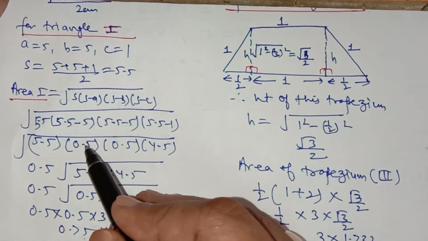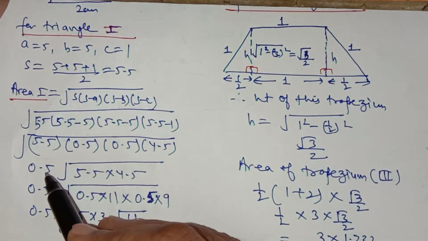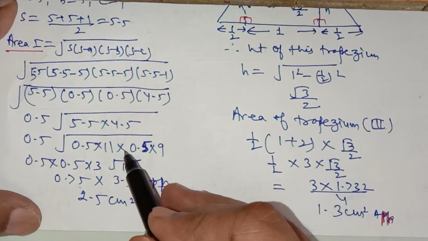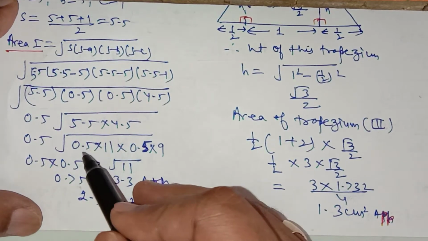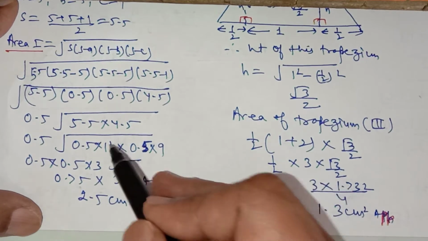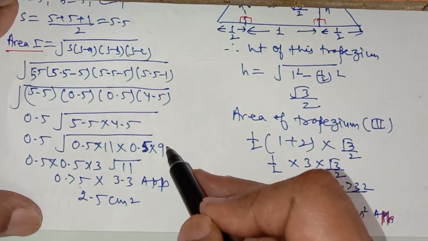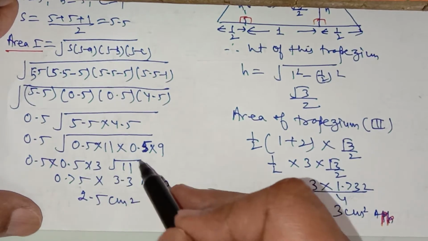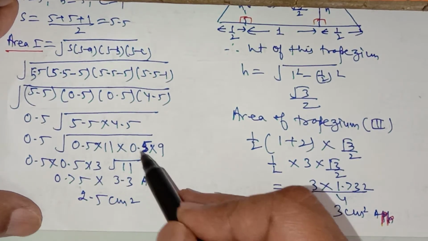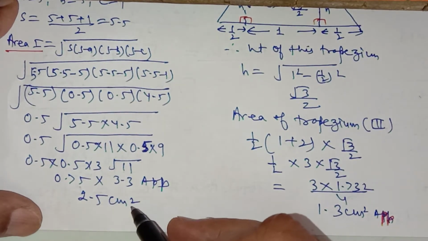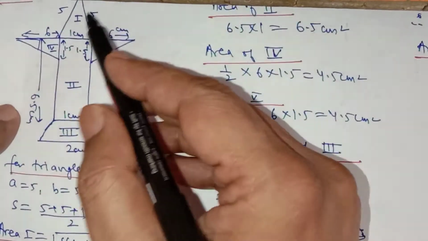You know how to find the square root. 0.5 into 0.5 is outside the square root, will be 0.5. 5.5 into 4.5, like this. For 5.5 you can write 0.5 into 11. For this 4.5 you can write 0.5 into 9. Now the square root of 9 will be equal to 3, and the square root of 0.5 into 0.5 is 0.5, and the square root of 11 as it is, and the square root of 11 is 3.3 approximately. So this is the area of the triangle, 2.5 centimeter square. That is the area of the triangle 1.